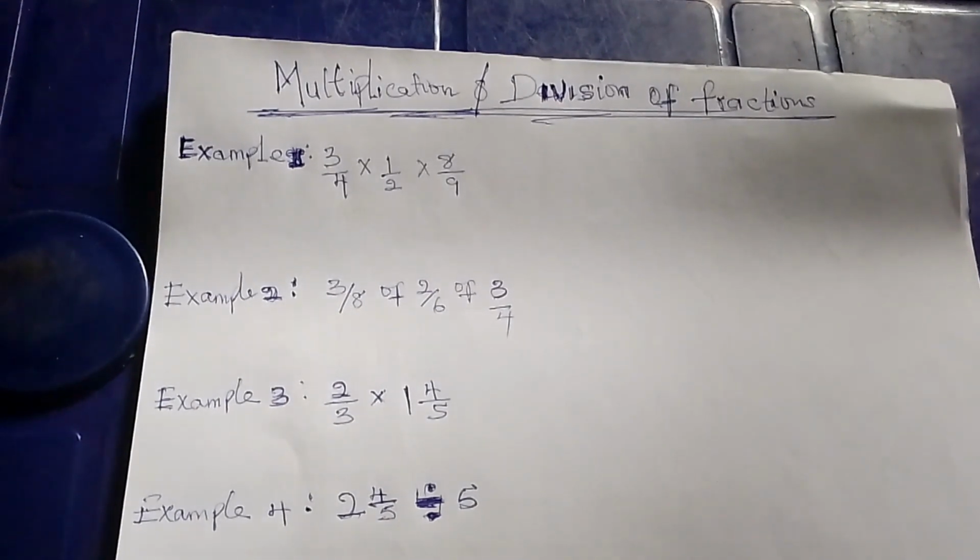Before we go into solving this example, I'd like you to understand that each time you are dividing a number by a number, you also understand that that number is being multiplied by the reciprocal of the divisor. Let's look at this illustration.